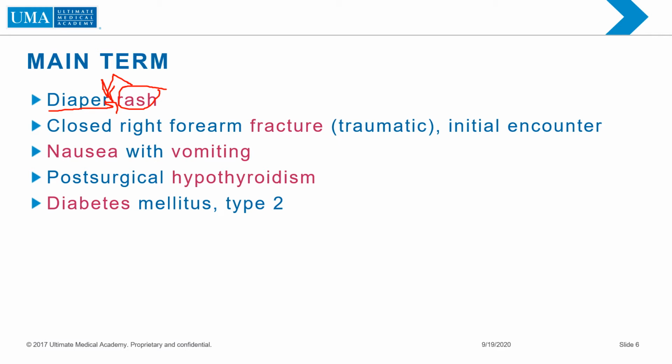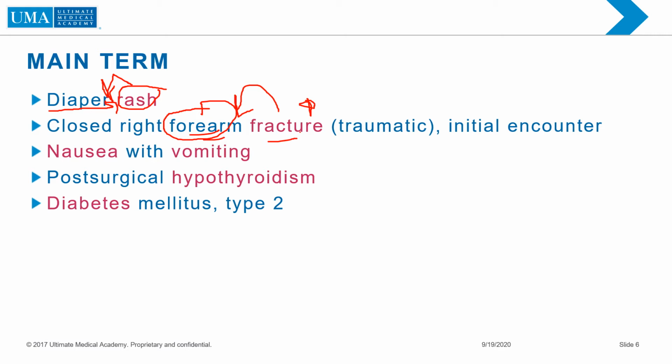Now, we have a closed right forearm fracture, traumatic initial encounter. Right here it's telling us the body system. So what happened to this forearm? We have a fracture. Therefore, we will start in the index under fracture. We will then go to forearm and go from there.